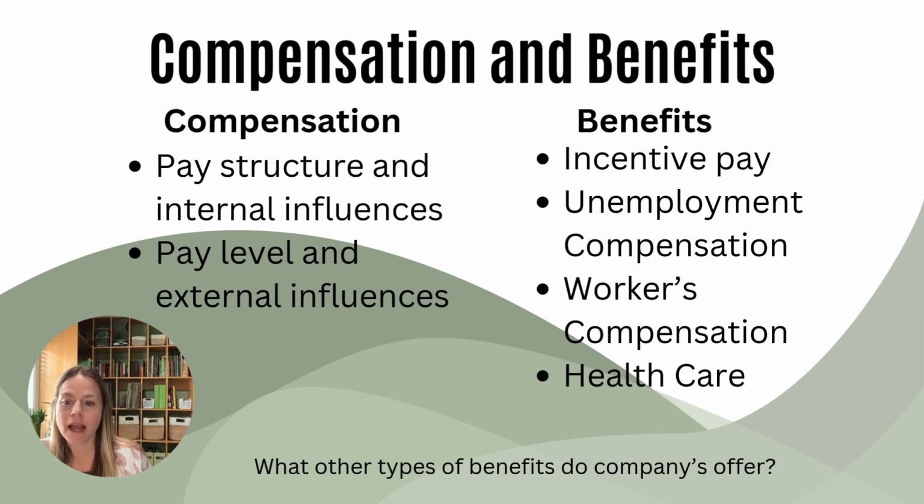Direct pay is how much you get paid hourly or by project. Indirect pay would include things like benefits. Employees who are paid commission or stipends get incentive pay to reach a goal or an expectation. Other benefits could include workers' compensation, which is time and money when a person gets injured on the job, or unemployment for when the employee may need to be let go. What other types of benefits do companies offer?